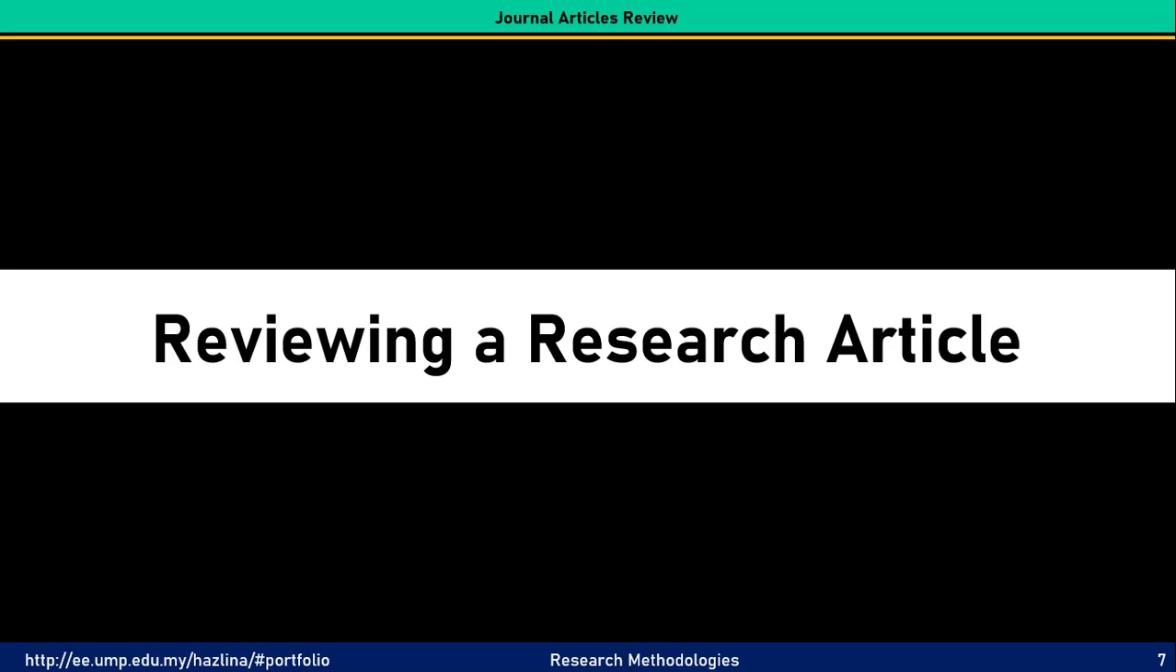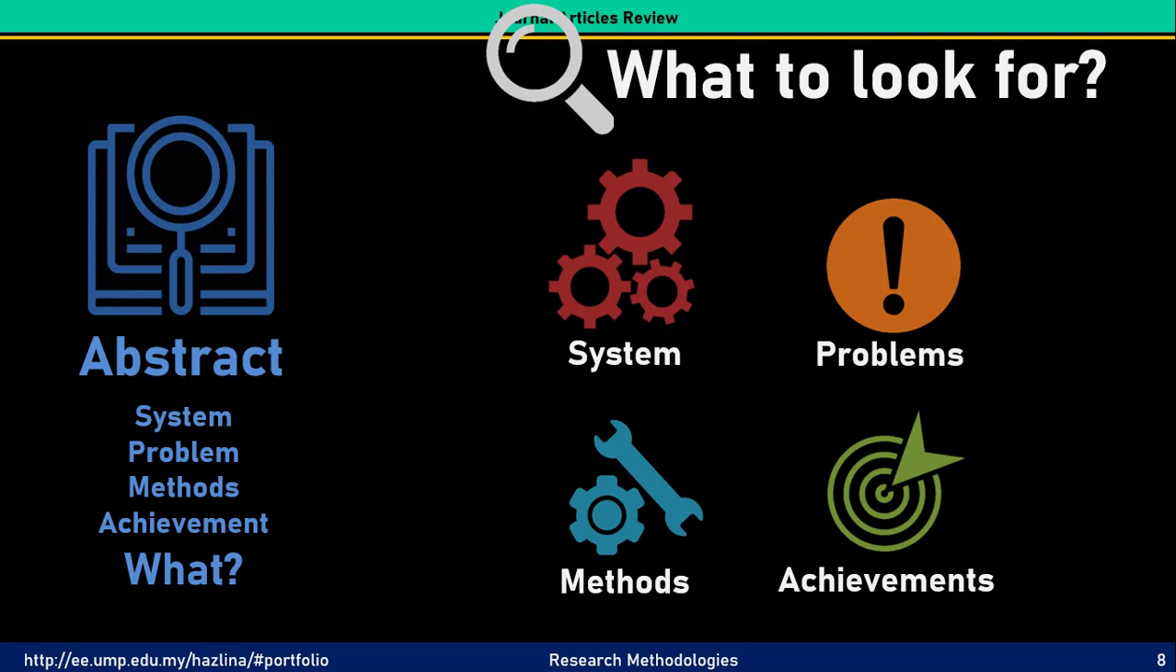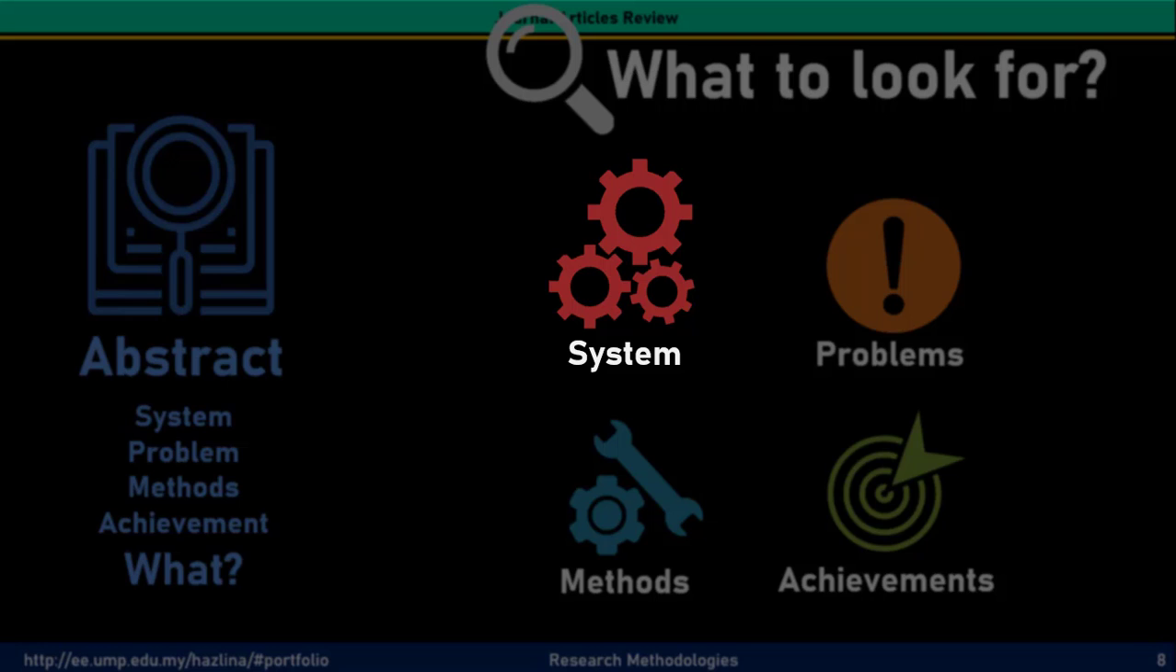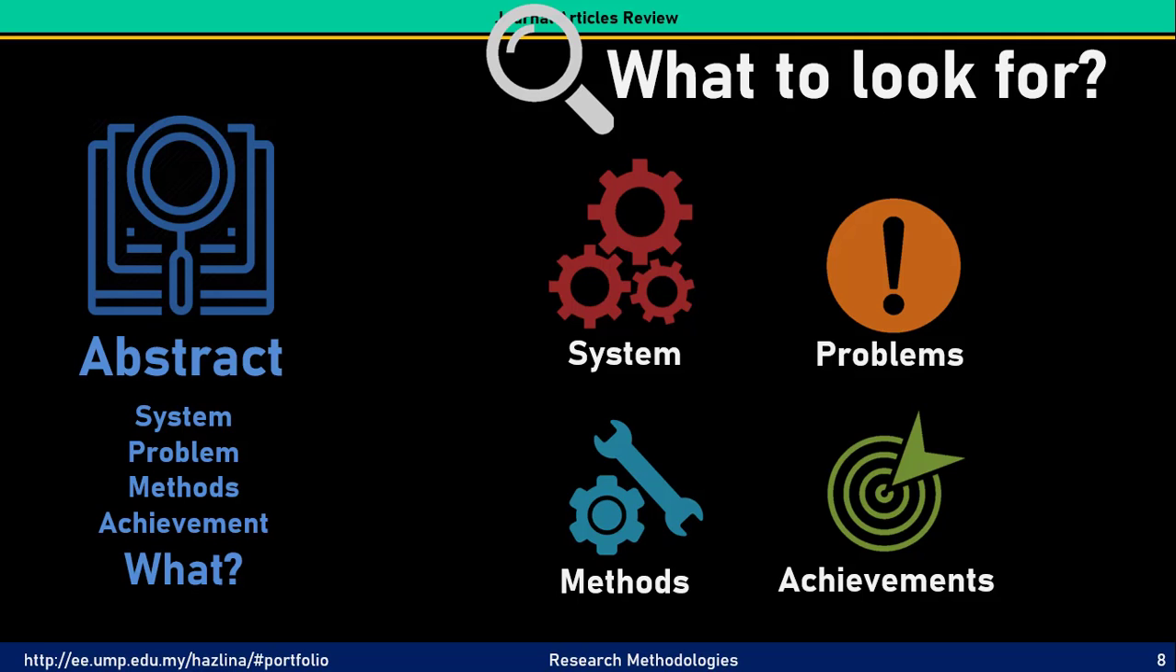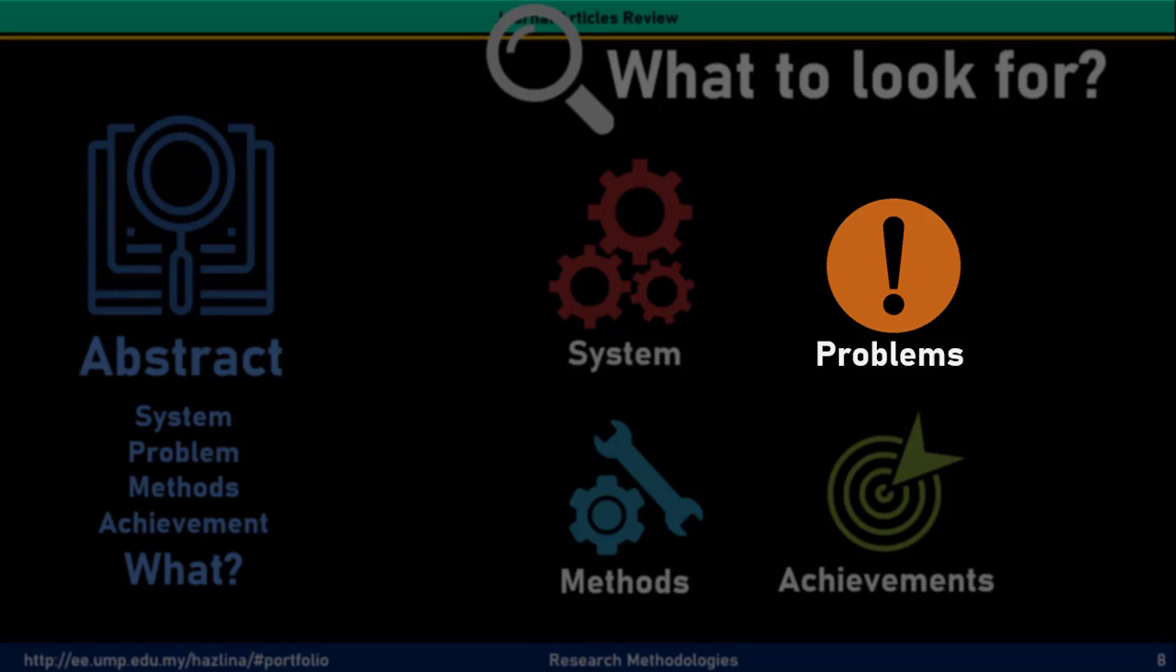Now, let's move on to what to look for when you review a research article. A typical abstract will contain information regarding the system, the problems, methods, and also achievements. Read the abstract and introduction carefully. Find answers to the following questions. What is the system the research is talking about? The system can be divided into subsystems and specific systems. Secondly, what problem is the paper trying to solve?